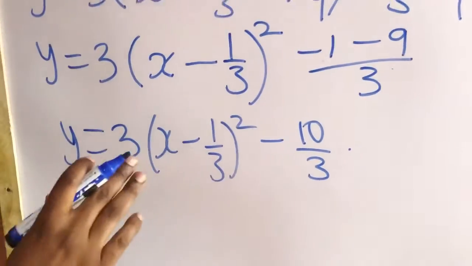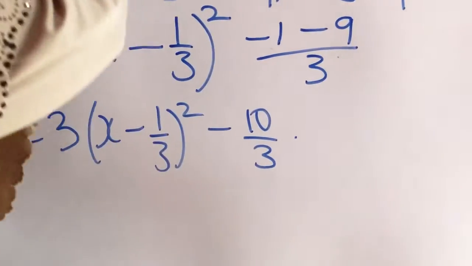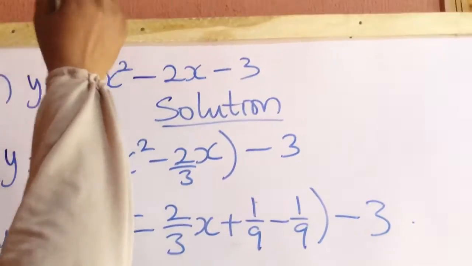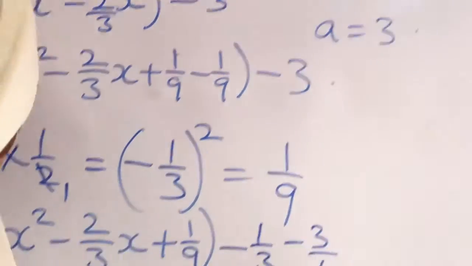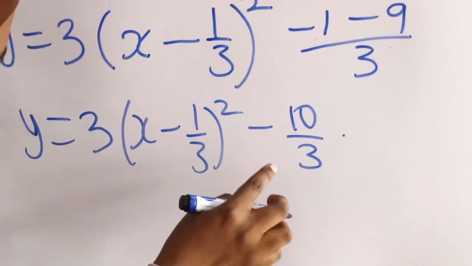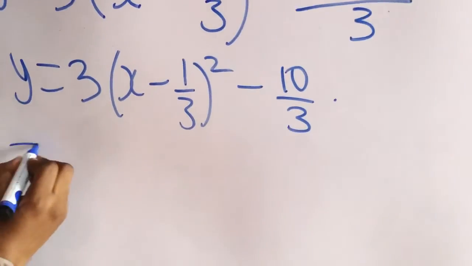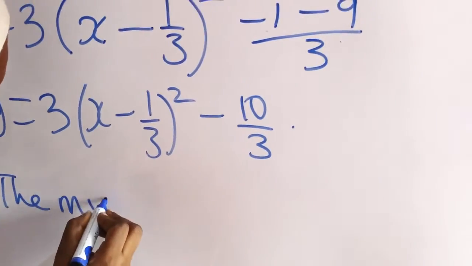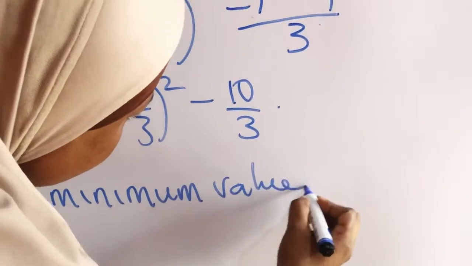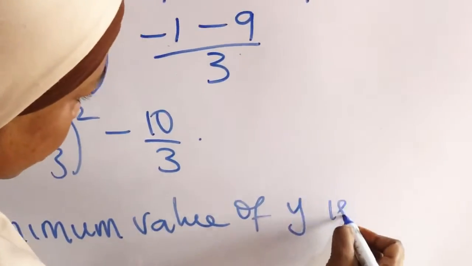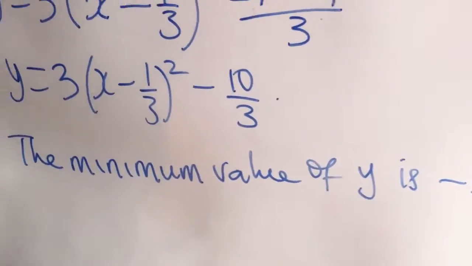Now, if you want to write the minimum value: the reason it's a minimum value is because the a here is 3, which means a is greater than 0. So the minimum value of y of this function is minus 10 over 3. Minus 10 over 3. And the line of symmetry.